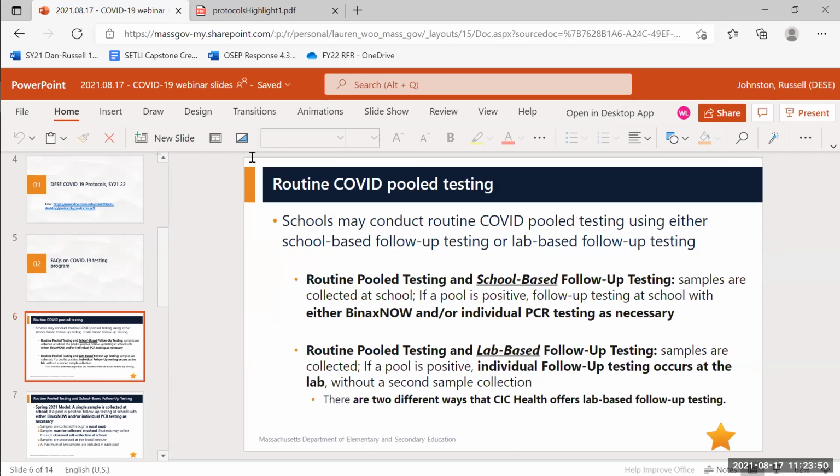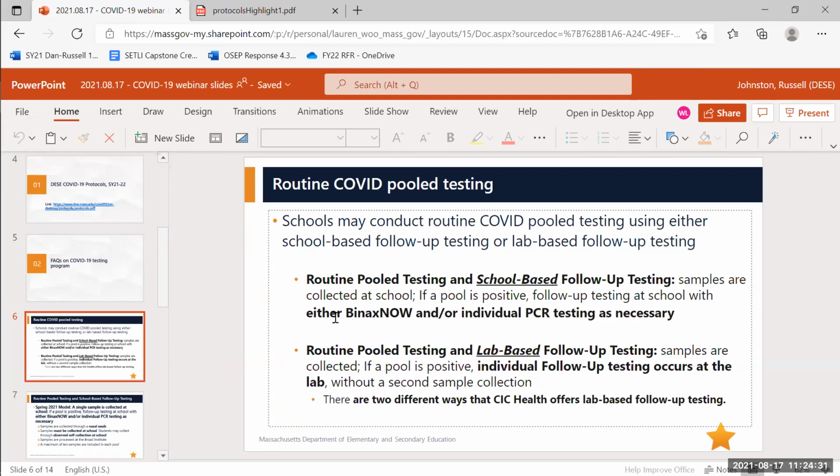What it involves, in case you're new to our statewide program, is that this requires samples to be collected at the school. So if there's a positive pool, we ask that the school then follow up with each of the individuals who were in the positive pool. We're providing BinaxNOW now free of charge to you. Some districts last year asked if they could take care of it using PCR testing separately, and we are okay with either one of those. It can be rapid antigen using BinaxNOW or individual PCR test, but just keep in mind that either one is acceptable.